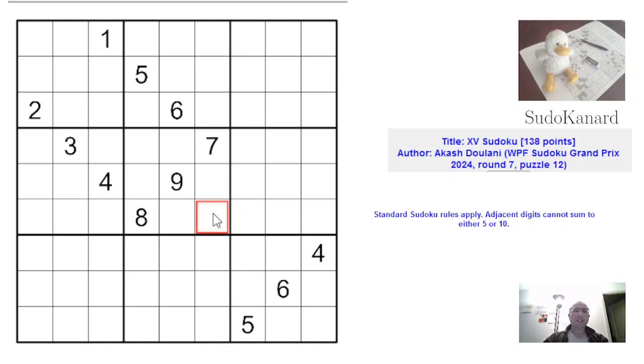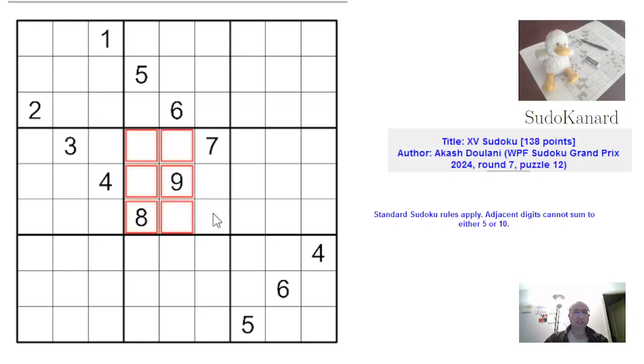So the special rule here is that whenever two cells are adjacent, the digits cannot sum to 5, and they cannot sum to 10. So 1 won't be next to a 9 or a 4, 2 won't be next to a 3 or an 8, etc.